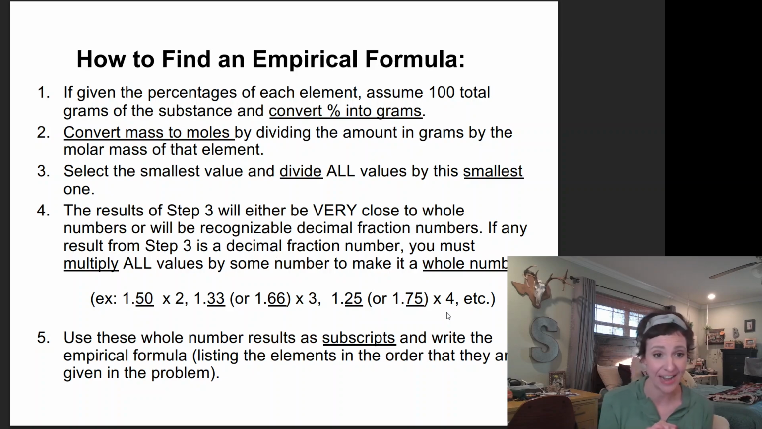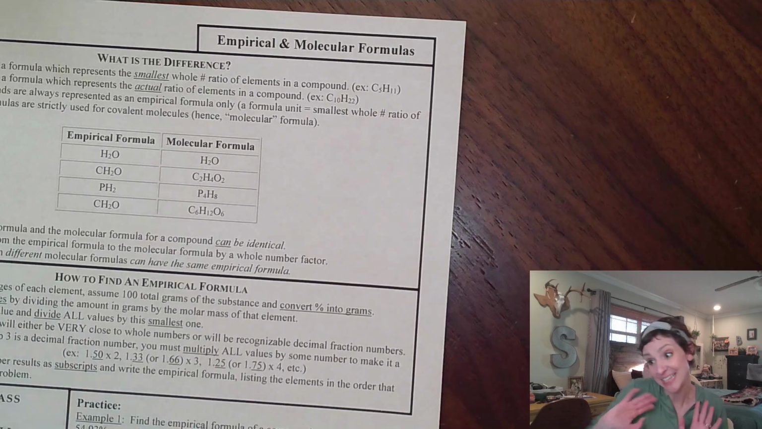And then finally, step 5, I use these whole number results as subscripts and write the empirical formula, listing the elements in the order that were given in the problem. Okay, so this is a lot of steps. I feel like I talked a lot longer on that side than I intended to. Let's get to the practice examples because this is what I'm very excited for.